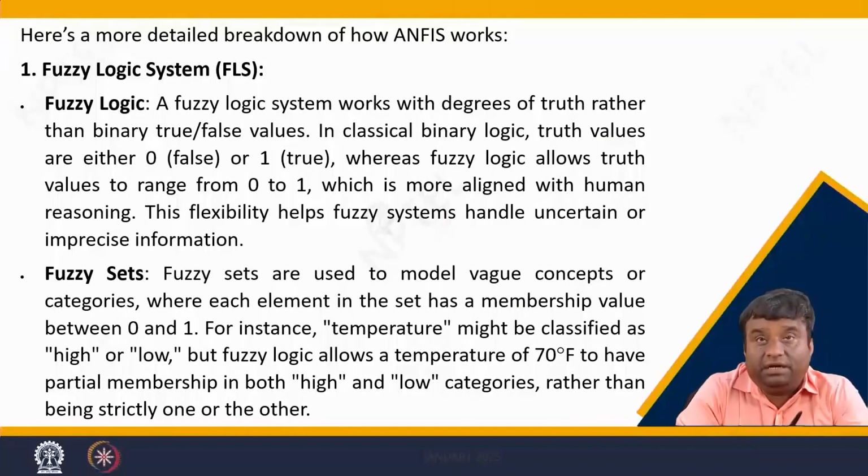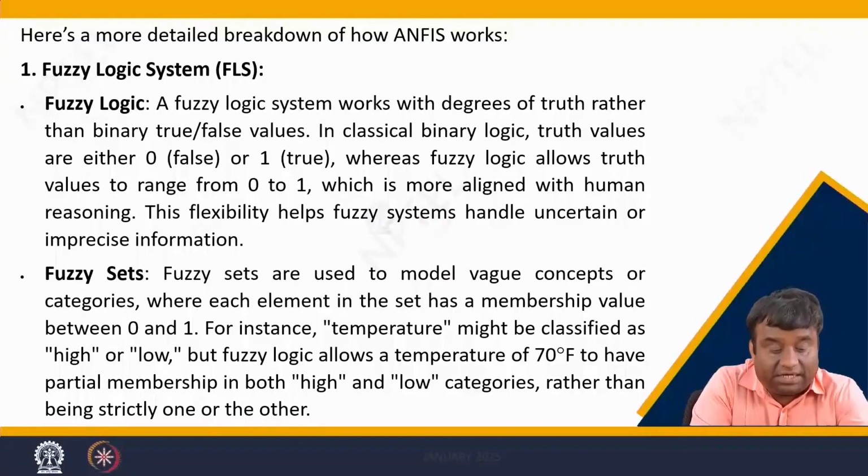Here is a more detailed breakdown of how ANFIS works. So, first one is fuzzy logic systems. A fuzzy logic system works with degrees of truth rather than binary true false values. In classical binary logic, truth values are either 0 or 1. You can assume 0 as false and 1 as true. Whereas fuzzy logic allows truth values to range from 0 to 1, which is more aligned with human reasoning. This flexibility helps fuzzy systems handle uncertain or imprecise information.